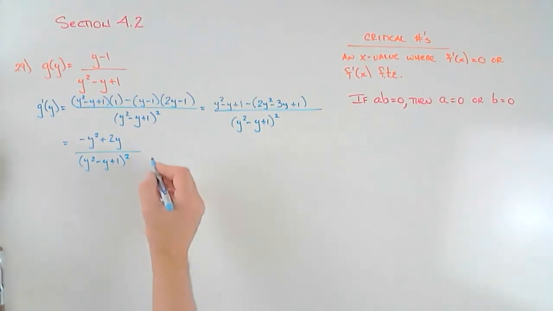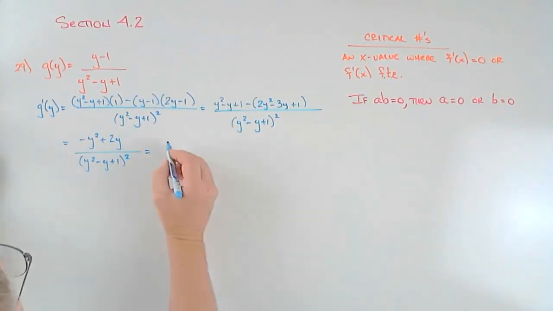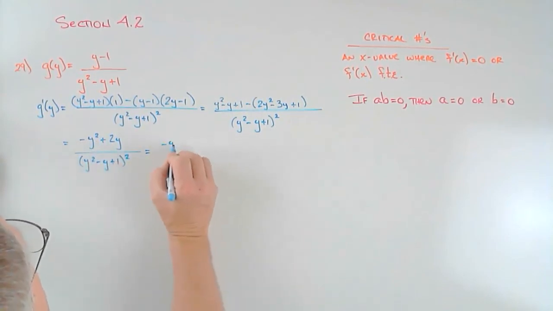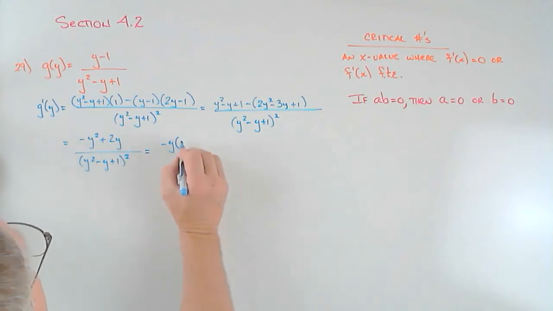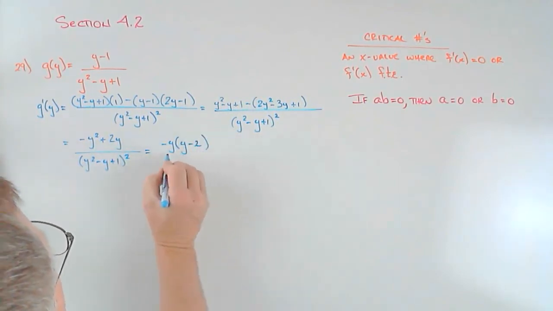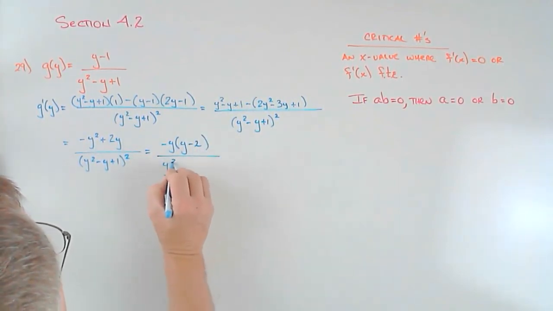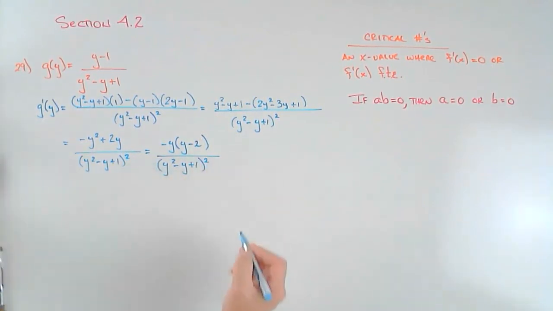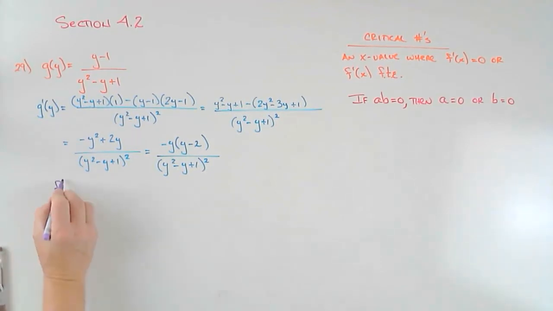Now, again, we're going to factor this as much as possible. We're going to take out a negative y here. So if we take out a negative y, we get y minus 2. And on the bottom, we have y squared minus y plus 1, quantity squared. Once again, we're going to go through the steps. We were asked to find the critical numbers. There are 2 steps to that. The first step is we're going to figure out when the derivative equals 0.